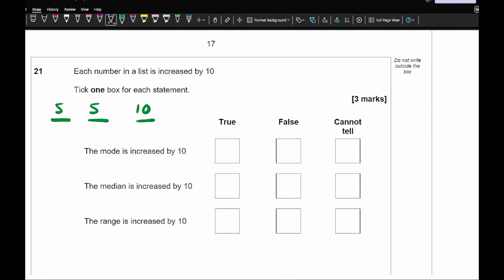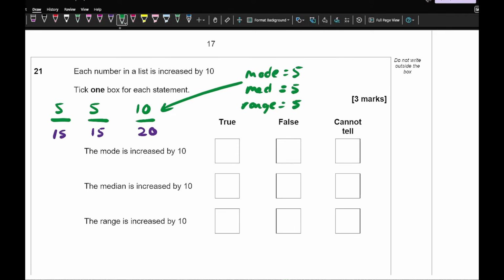So if I add 10 to every single one of these numbers, that's going to be 15, that's going to be 15, and that's going to be 20. Now looking at the green numbers, the mode is 5, the median is 5, and the range is 5. Then if I look at the purple numbers, I've got a mode of 15, a median of 15, and a range of 5.